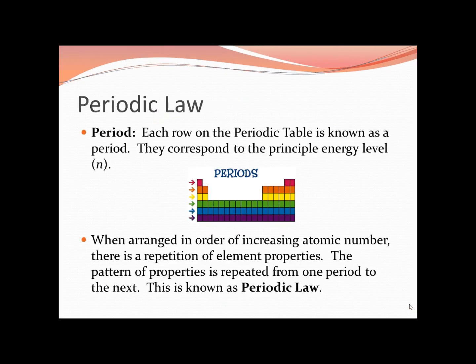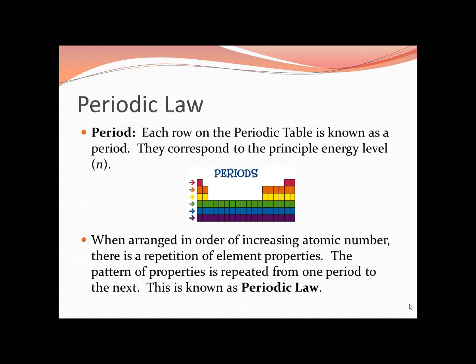Okay, so we have something that's called periodic law from the way that the table is arranged. A period is each row in the periodic table, and they correspond to the principal energy level. Remember the quantum number n. That's why we have 7 energy levels, because we have 7 rows. Now we can say we have 7 periods.